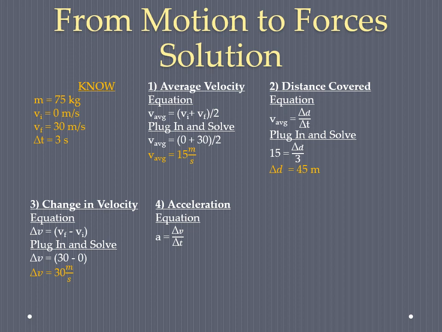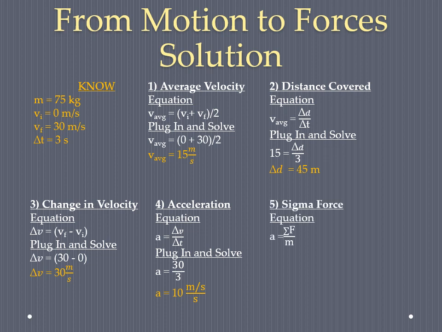The fourth thing is the acceleration. And the equation I would use is the definition of acceleration, which is delta V over delta T, because now we know a delta V and we already had a delta T. So when we plug in and solve, we get an acceleration of 10 meters per second every second.